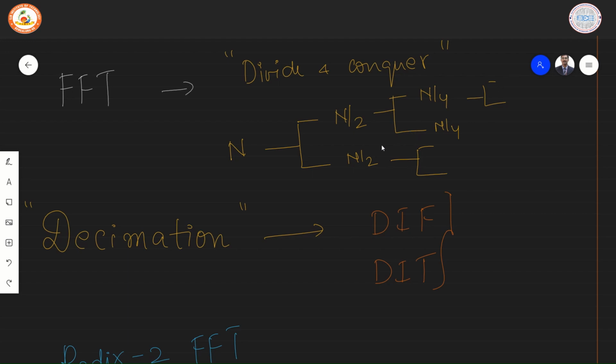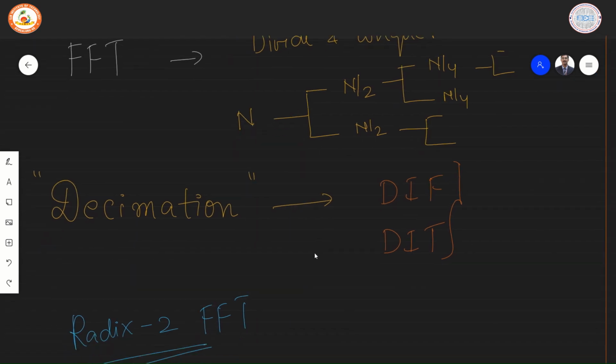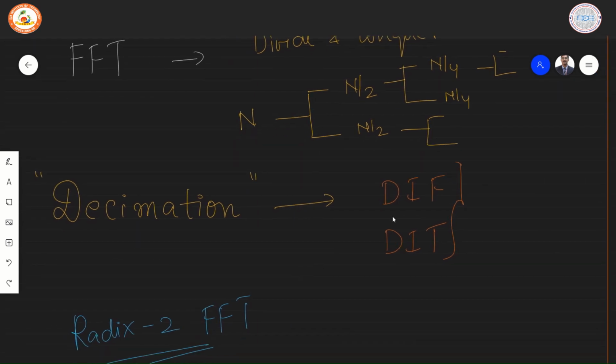This process of dividing is called decimation. So the sequences are decimated either in the time domain or the frequency domain. Hence we have two methods called decimation in frequency and decimation in time. Now, there are other properties which are also exploited to make the computation faster.